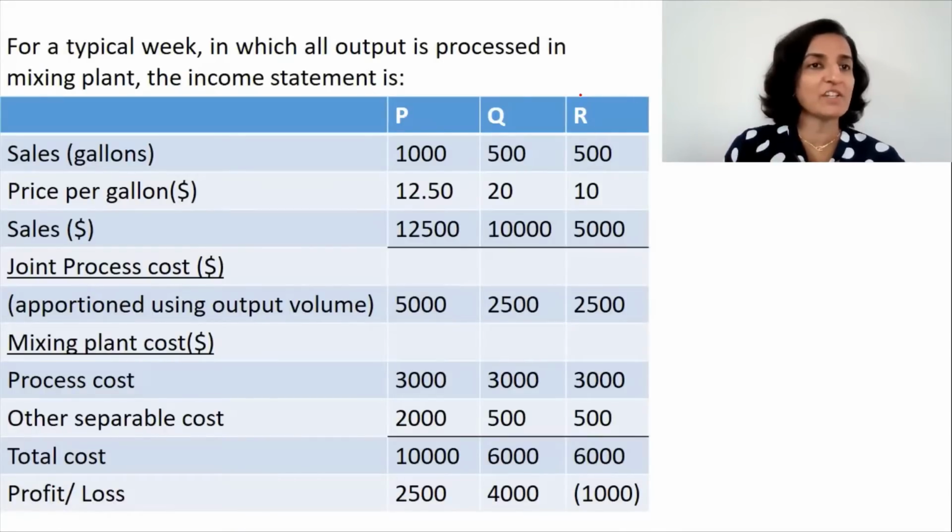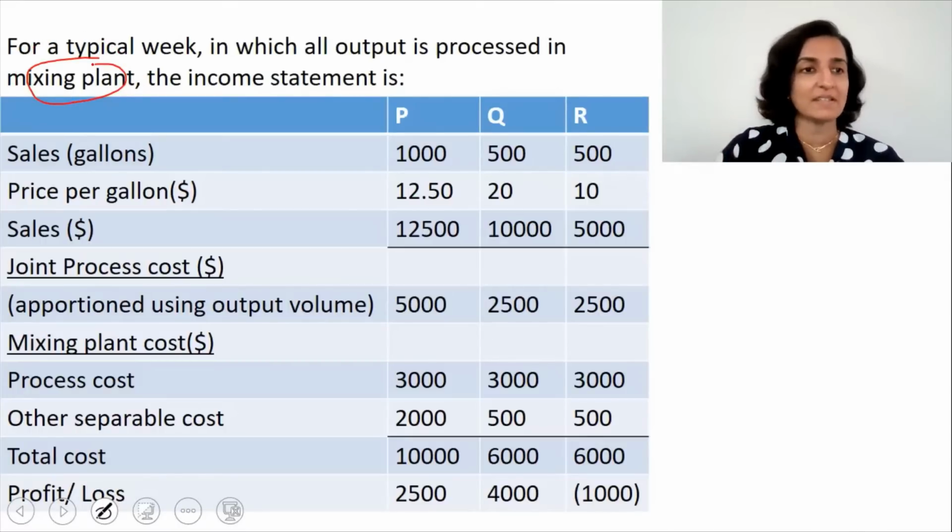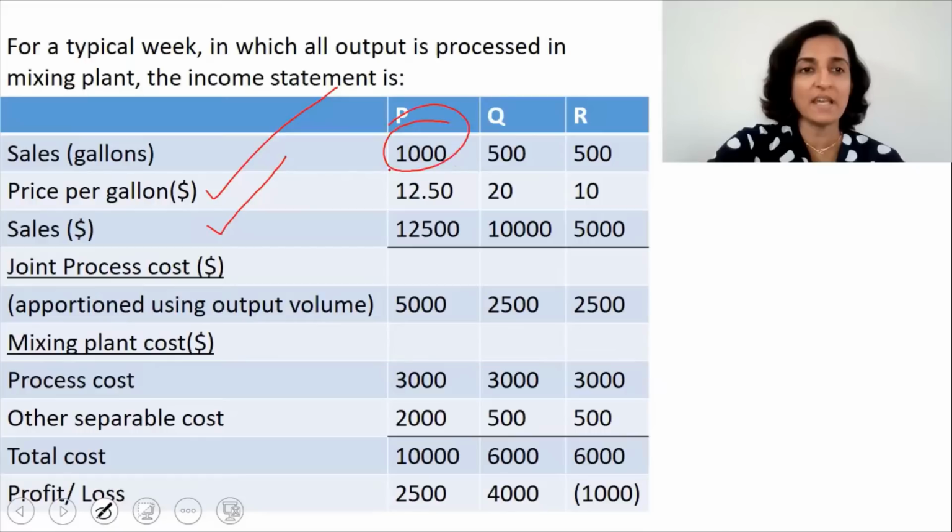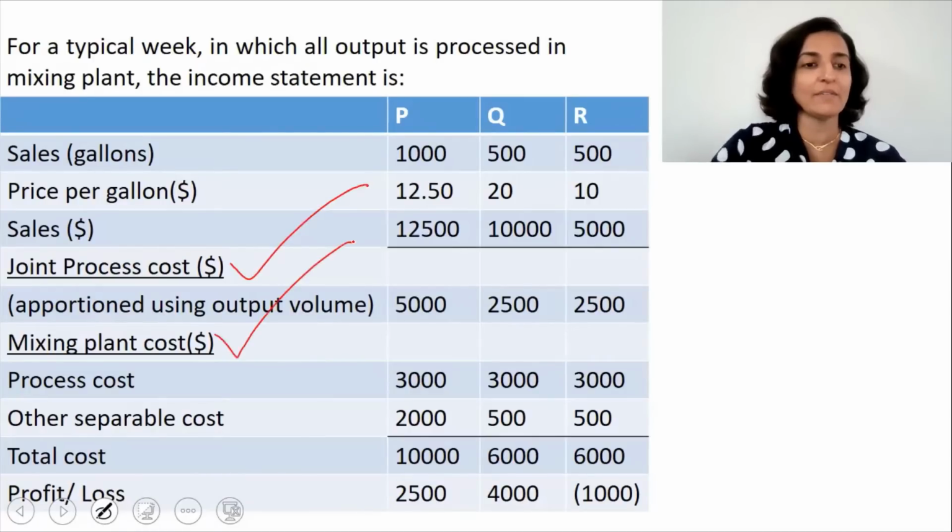Further in the question, they have mentioned for a typical week in which all output is processed in the mixing plant, which means that they are doing further processing because the mixing plant is coming here. The income statement is, so you have the sales in gallons, that is nothing but the units. Then you have the selling price. This selling price is after further processing, okay? And then we have the sales value, that is sales in units multiplied by selling price per unit, you get the sales in dollars. And further down, you have the joint process cost, and then you have the mixing plant cost.